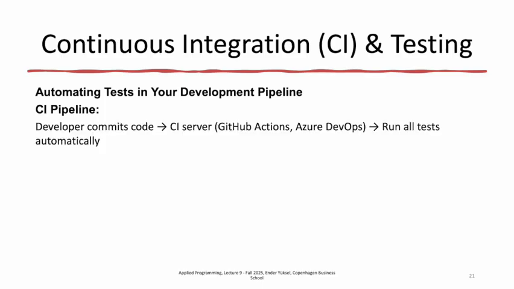A developer writes some code and commits it to version control, like Git. This triggers a CI server, using tools like GitHub Actions, Azure DevOps, GitLab CI, or Jenkins. The CI server automatically checks out the latest code, builds the application, runs all the tests, and reports the results.